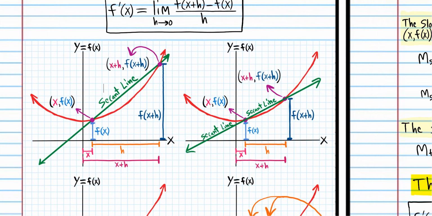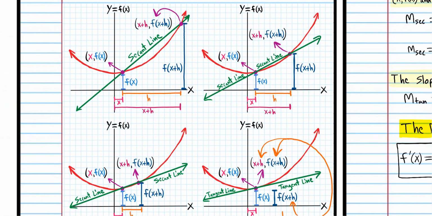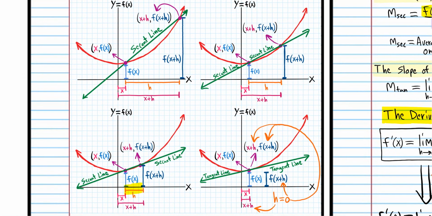Now what we're going to do is we're going to take this point and we're going to move it down the graph so that it gets closer and closer to this point here. And in order to do that, we're going to make h smaller. You see, h is smaller over here. It's getting smaller and smaller. And these 2 points are closer together. But then we're going to make h even smaller. Look down here, h is even smaller now. And you can see that these 2 points are getting even closer together.